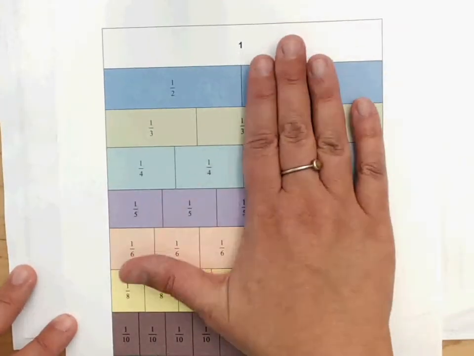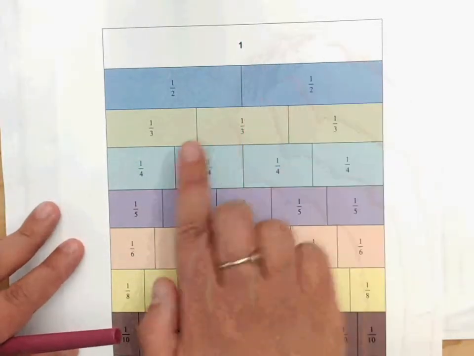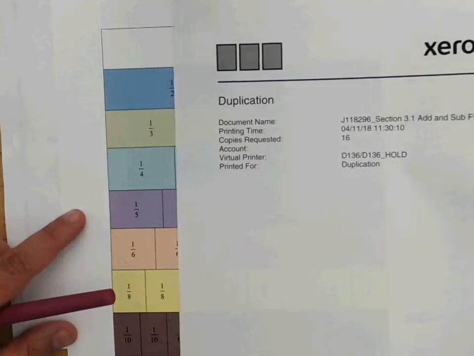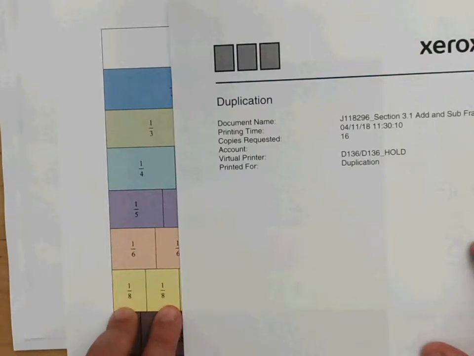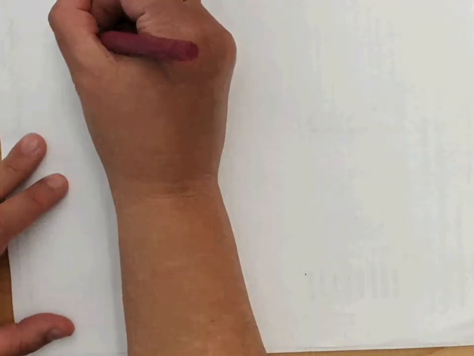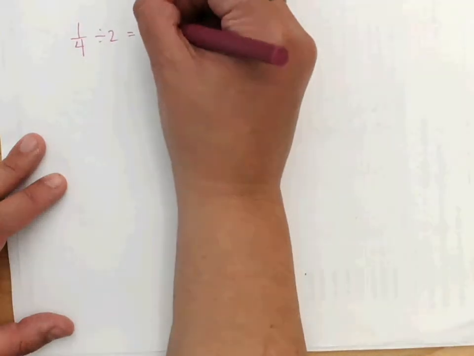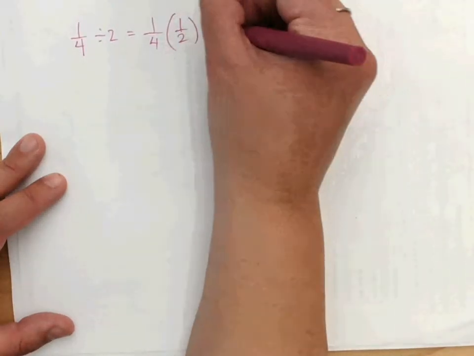Half of half is a quarter. What if I take half of a quarter? If I line this up here, 1/8. 1/8 is half of a quarter. And what do you guys think? So let's write this out. We said 1/4 divided by 2 is the same thing as 1/4 times 1/2, which is what?